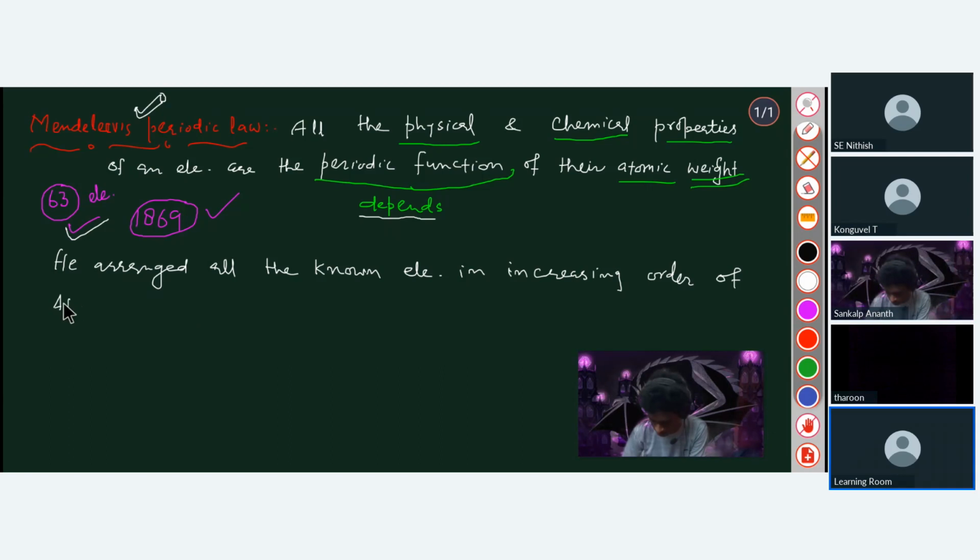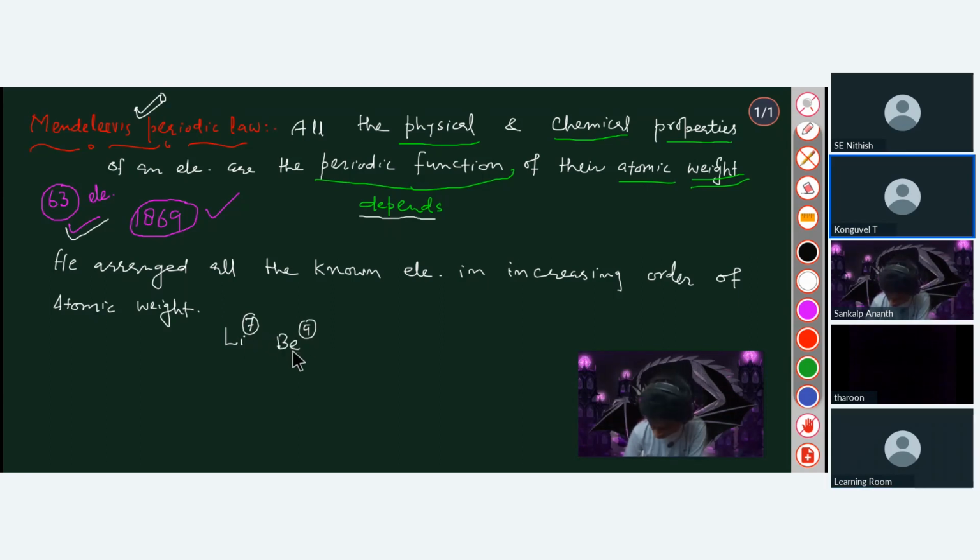In increasing order of atomic weight. So just for example, he kept lithium. Lithium atomic weight is 7, right? And then he kept beryllium. Beryllium, its atomic weight is 9.